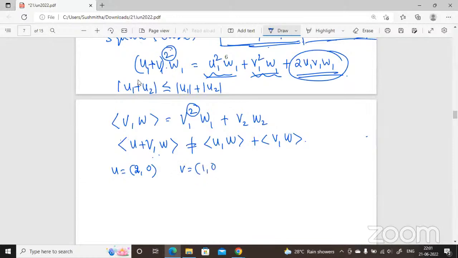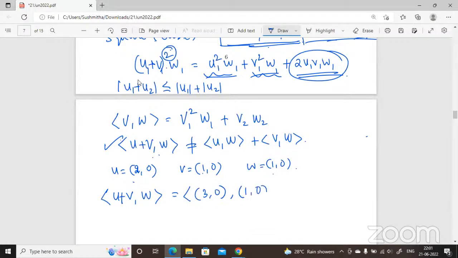And v is equal to say (1, 0). W is equal to say (1, 0). What happens to this condition for these three vectors? What is the inner product of u plus v comma w? That will be (2 plus 3, 0). Yes. And then it becomes (4, 0), ma'am.